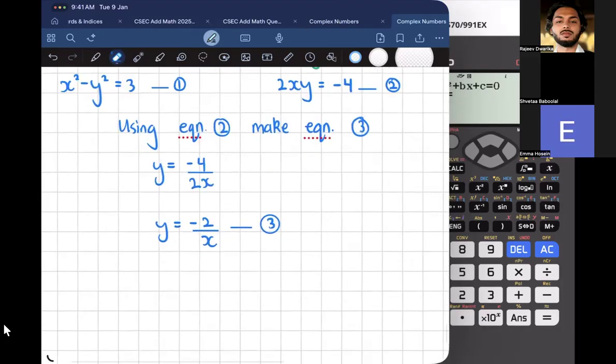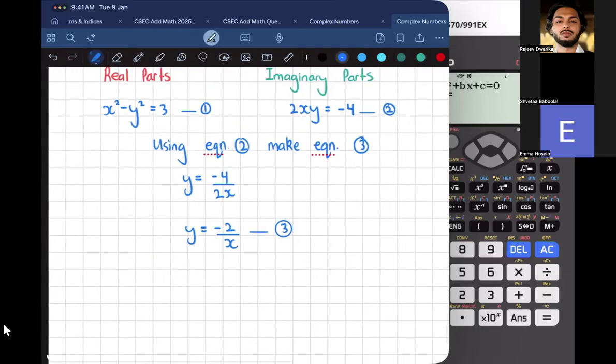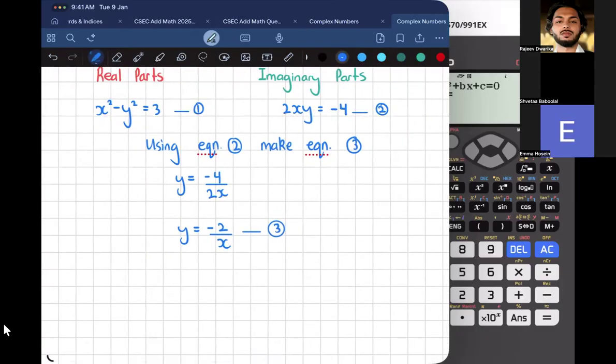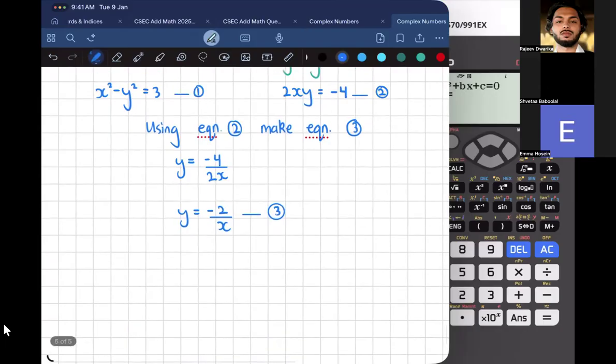Right? So y is equal to minus 2 of x. So Shweta, what am I gonna do with y is equal to minus 2 of x now? You're gonna substitute that into equation one. Right, so substitute.